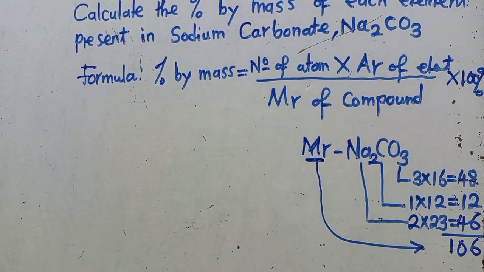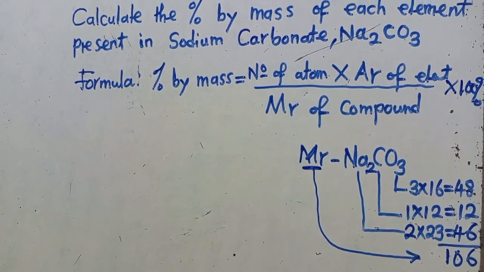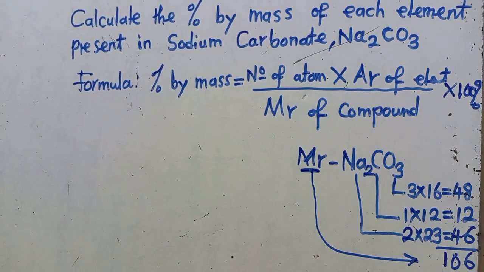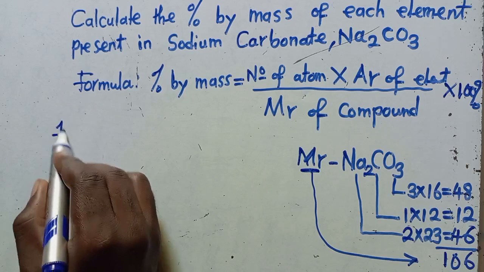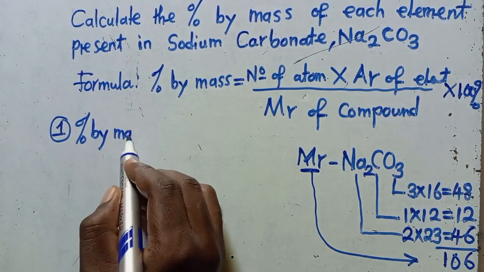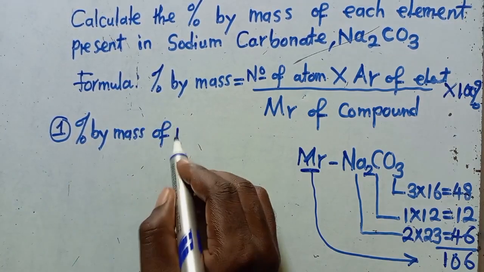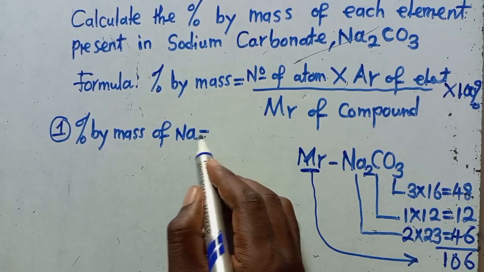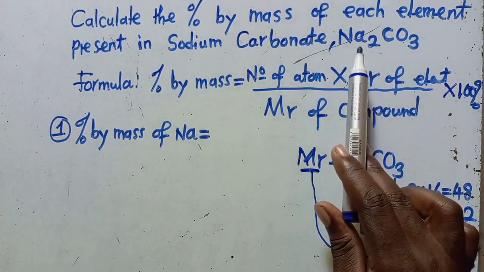The other thing we are supposed to consider now is how many elements there are. You know that an element is a material that is made up of one type of substance that cannot be split either by chemical means or physical means. How many elements are there? The first one we are going to start with is the percentage by mass of sodium.